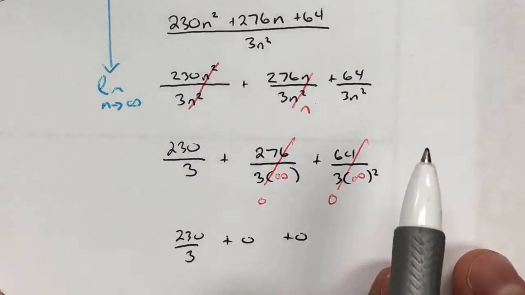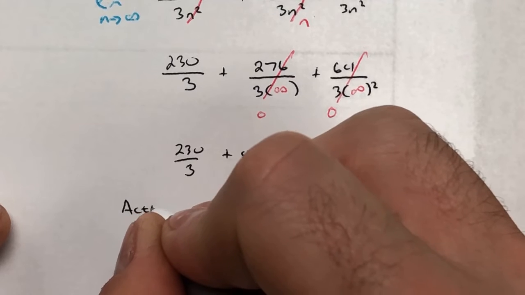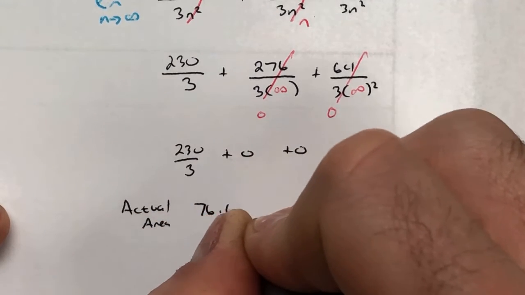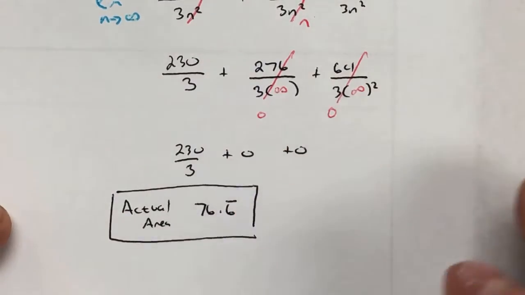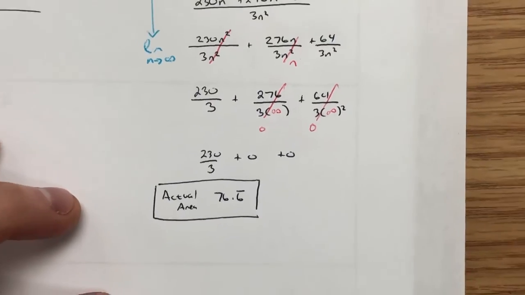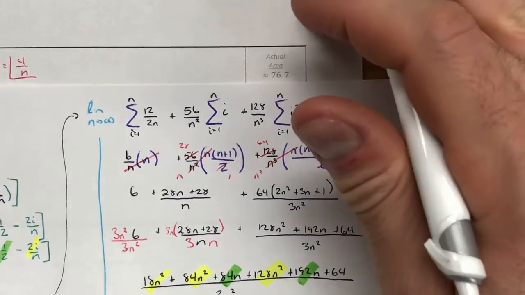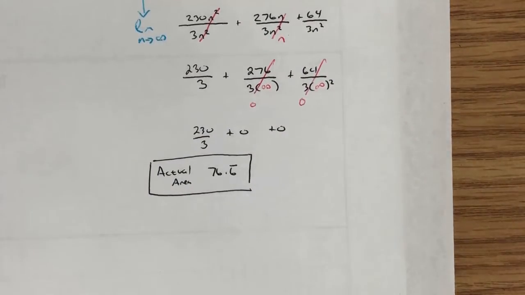And 230 divided by 3 gives us the actual area of 76.6 repeating, which is exactly what we were hoping to find right here. We know that the estimated area is 76.7 roughly. 76.6 repeating is rounded to that value.